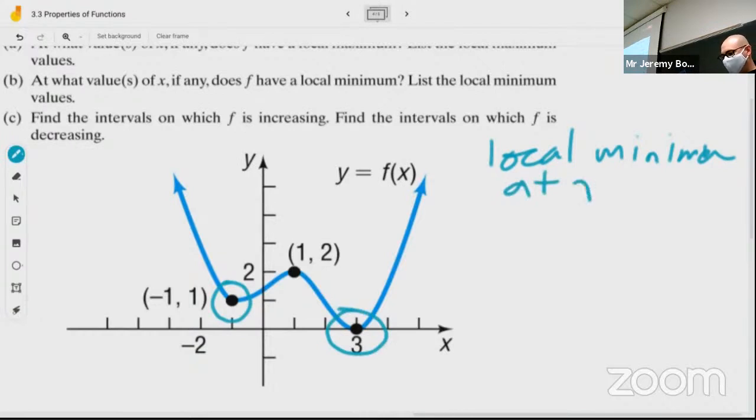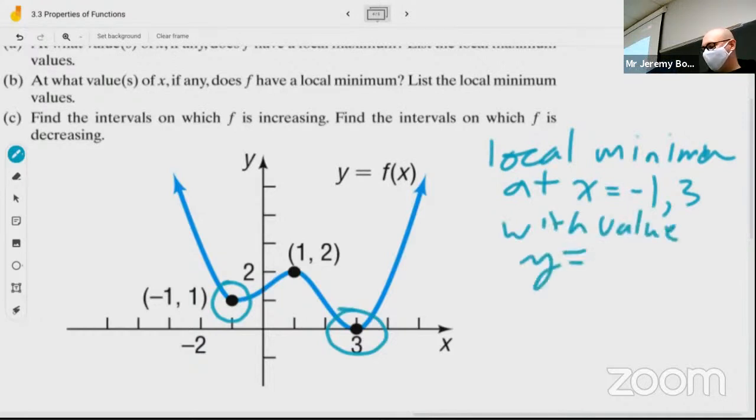So x is -1, so we'll have at -1 and 3. So we have local minima at x is equal to -1 and x is equal to 3. And what value does it have? What's the y value at -1? It's 1. And what's the y value at 3? 0. There you go. Any questions on that?